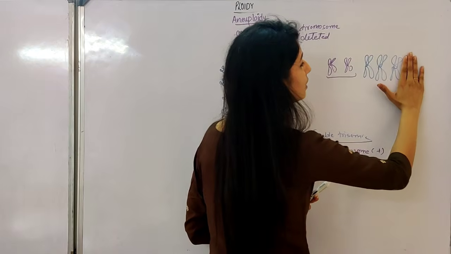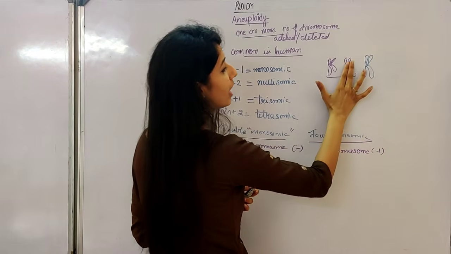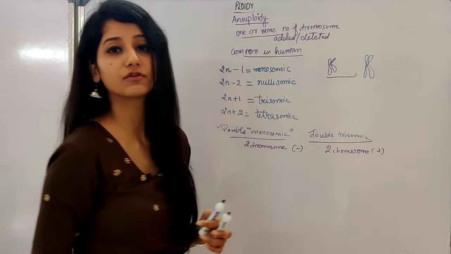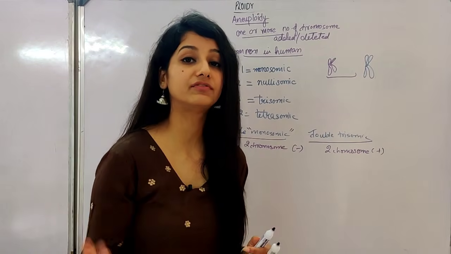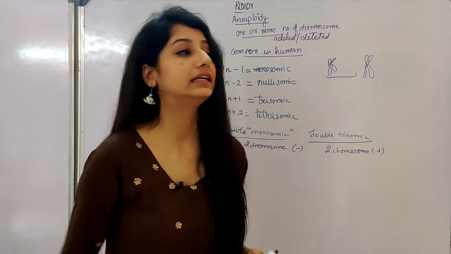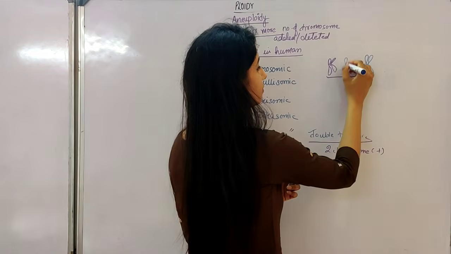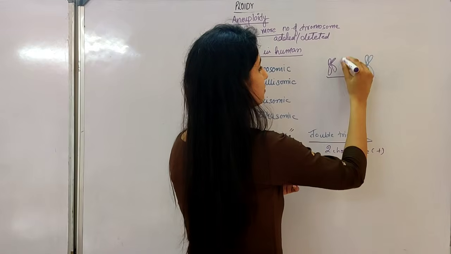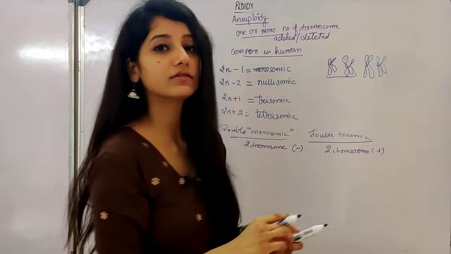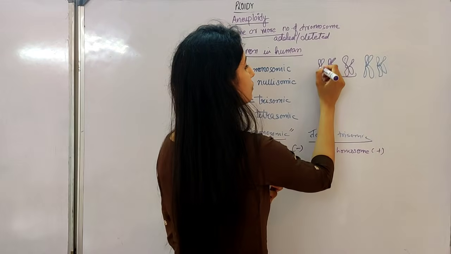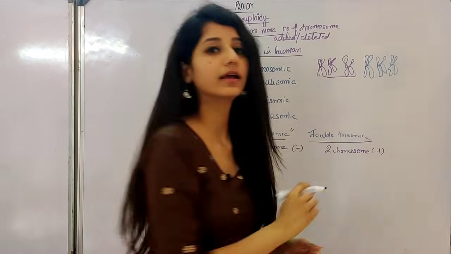Monosomic is 1 chromosome is deleted from here in the normal condition and 1 chromosome will be deleted from here. That is 2 totally different types of chromosomes are deleted in double monosomic. And in double trisomic, what will happen? In double trisomic, 1 chromosome will be added here and 1 chromosome will be added here.